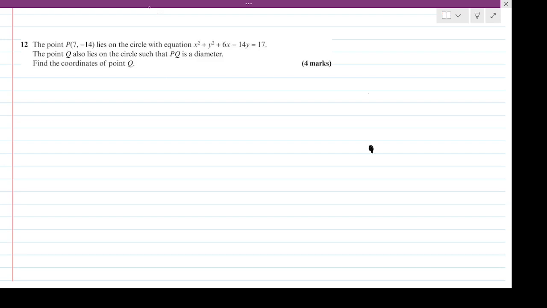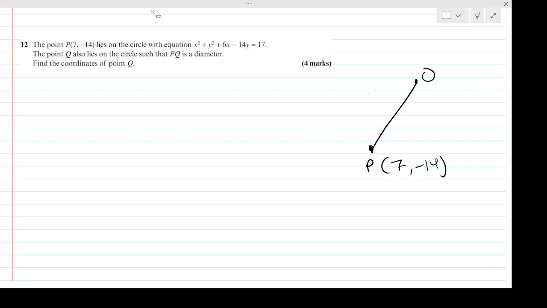So again, point there, that'll be P. Well, we're given P to be (7, -14). And Q, but we're not given anything about Q just yet. We're only given that Q's on the circle. We'll deal with that in a minute though. Okay.